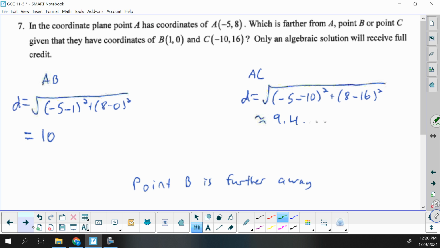I did my x from A minus my x from B, parentheses squared, plus my y from A minus my y from B, parentheses squared. And when you put that in the calculator, you get 10. Do a similar idea using points A and C, you get about 9.4. So therefore, point B is further away from A.